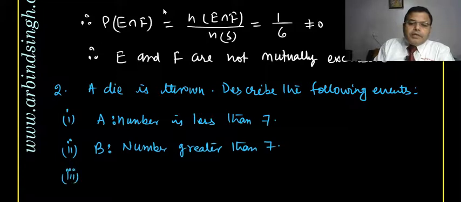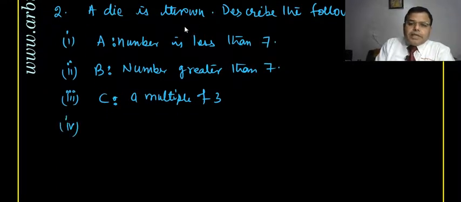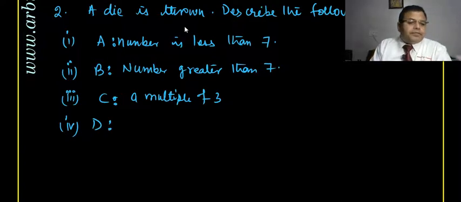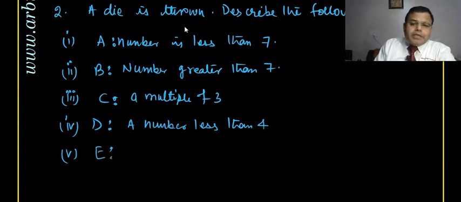Third point, C event is a multiple of 3 number, and D event is described as a number less than 4. And the fifth one, E event is described as an even number greater than 4.